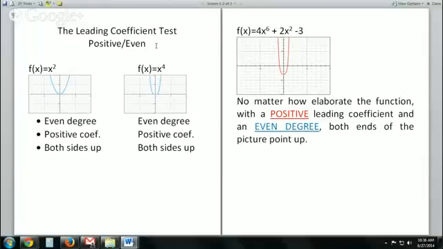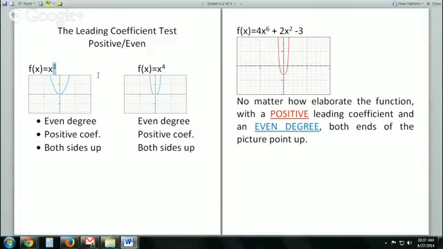Let's talk about the leading coefficient test, and first let's talk about when we have an even degree with a positive leading coefficient. Here are several examples. First, just a simple one. Notice that we have an even degree, 2 being an even number, and that this is a positive x squared. So a positive coefficient with an even degree.